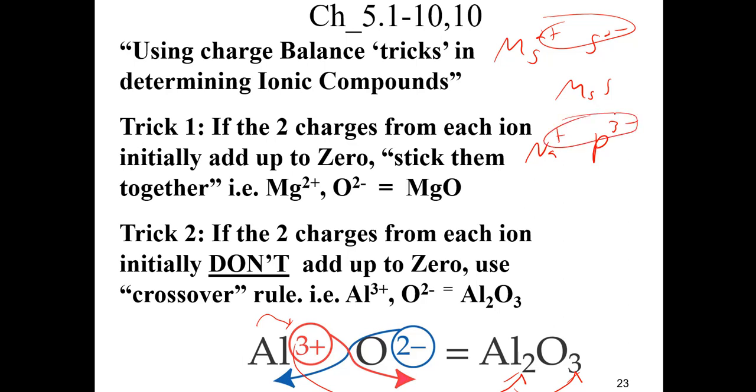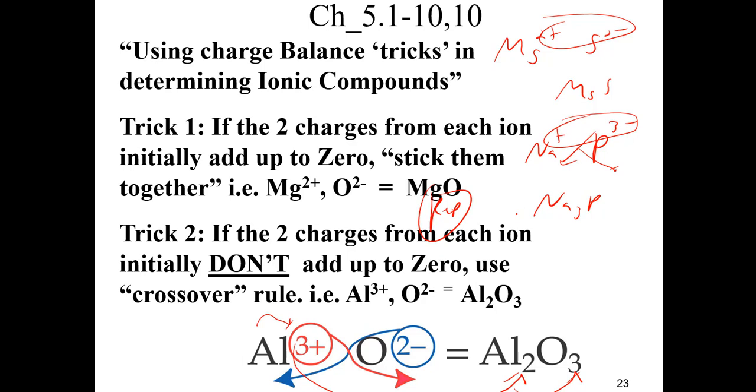They do not add up to 0, so then you cross over. So that's Na3 plus. So the tricks always work for the representative ions, or representative elements that form representative ions.